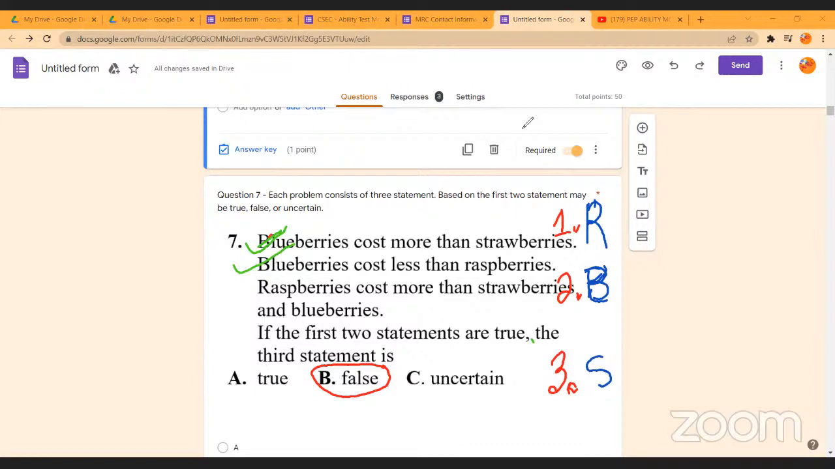Okay, all right, Cameron, finish off this question for me. Tell me if the third statement is true and why. Miss, raspberries do cost more than strawberries and blueberries. So the answer is true. All right. So the correction is the answer is true and not false. All right. So let's go to the next one now.